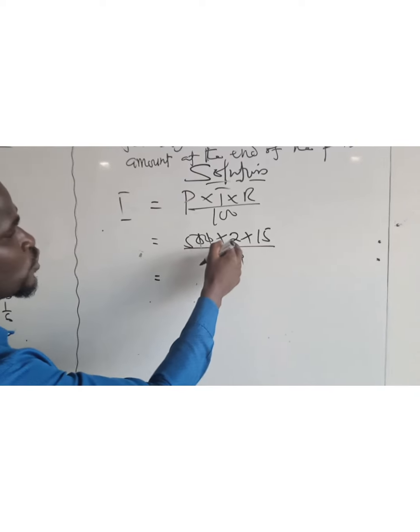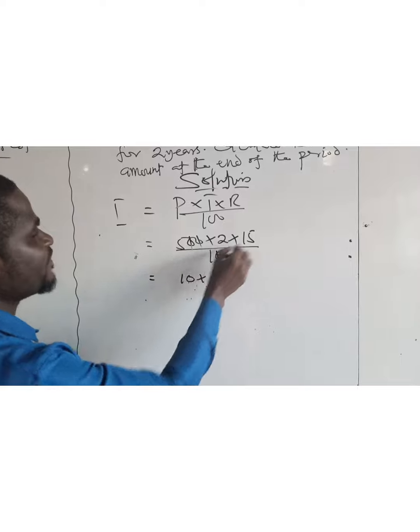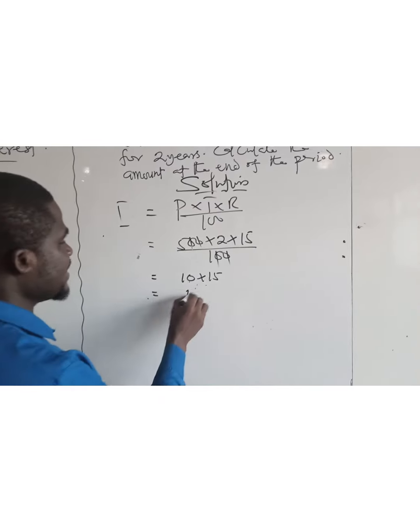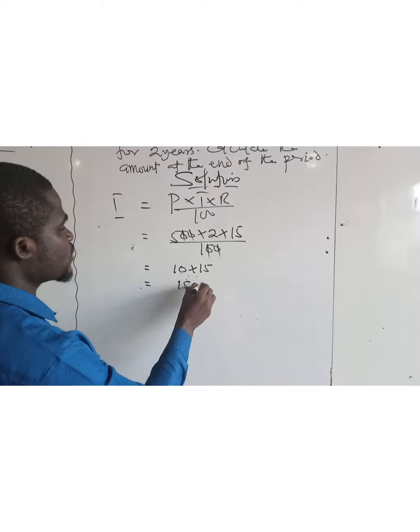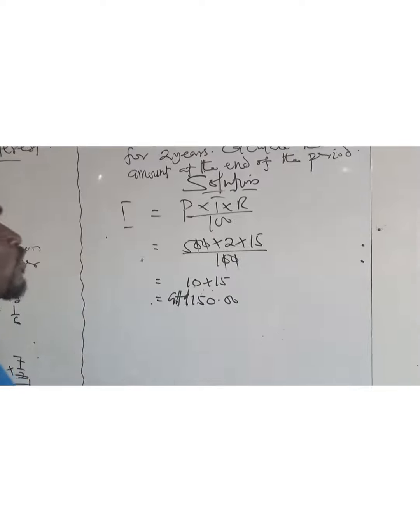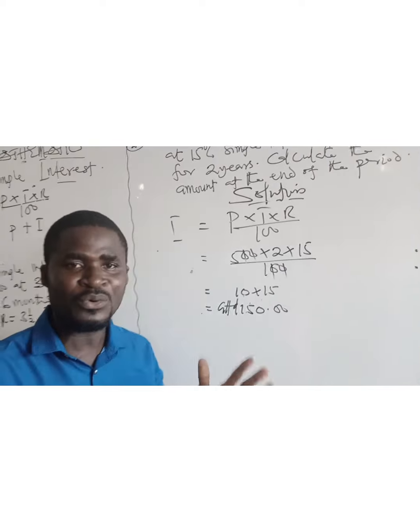So we are going to have 5 times 2 will give us 10, times 15. Now 1 times 15 will give us 15. Then add a 0 to it. So it means that at the end of the 2 years, we are going to pay 150 Ghana cedis as simple interest.